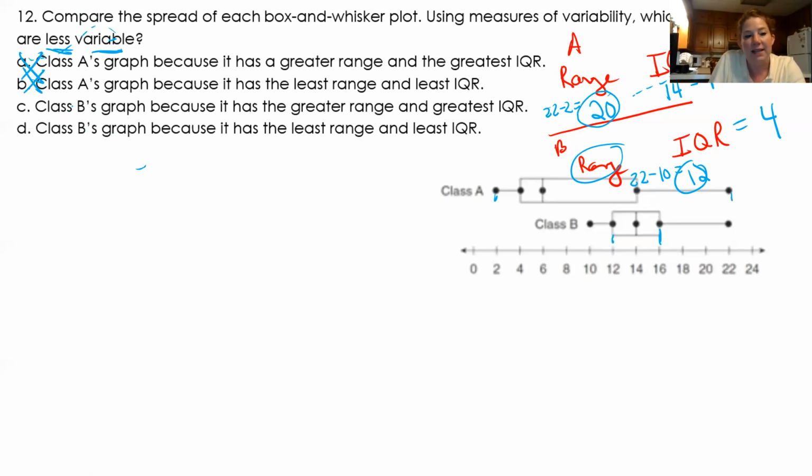So is it C or D? Class B's graph, because it has the greater interquartile range. No, that wouldn't make sense. It's got to be letter D because it has the least range and the least interquartile range. So D is the right answer.